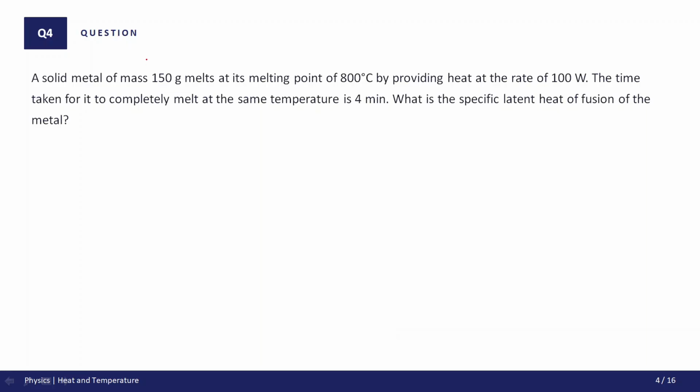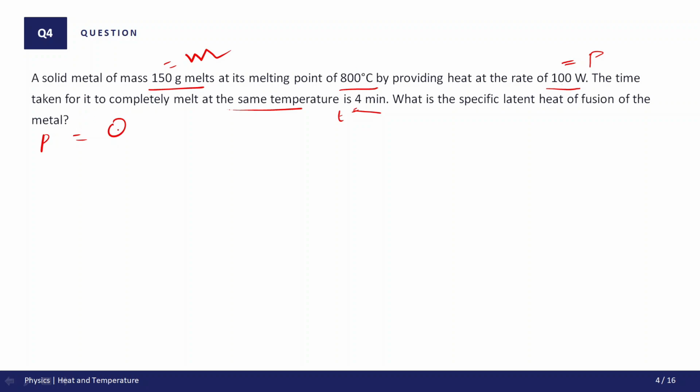So what is given here? Mass of the metal given 150 grams, so this is M. Melting point 800 degrees Celsius. Power given 100 watts. The time taken for it to completely melt at the same temperature, so temperature remains the same. Time given 4 minutes. So this is the power, 100 watts. Time equal to 4 minutes. Temperature same.